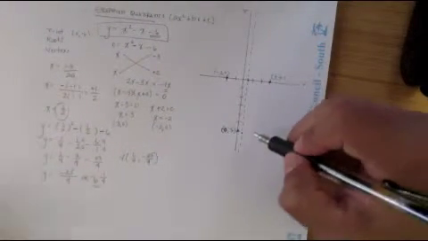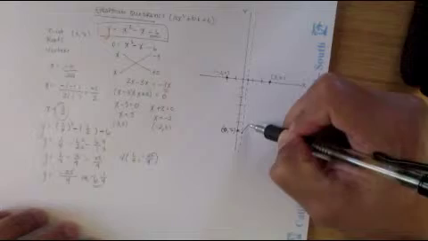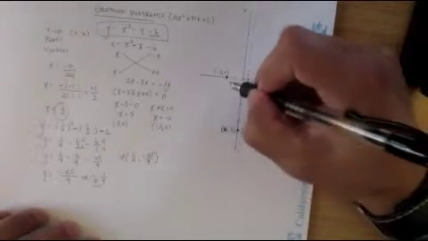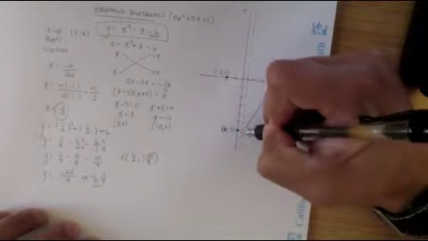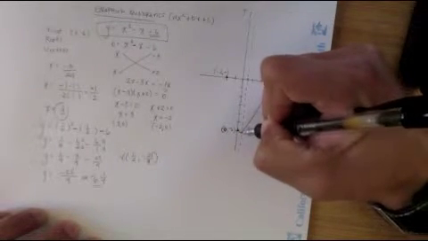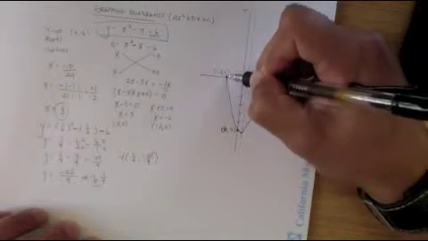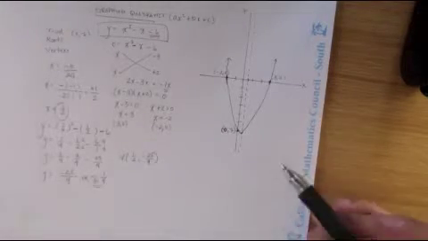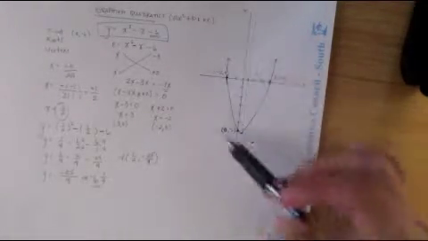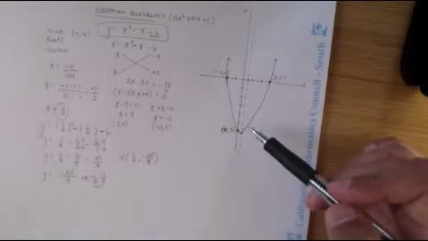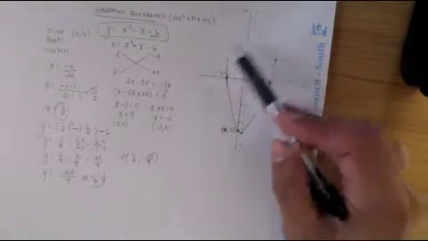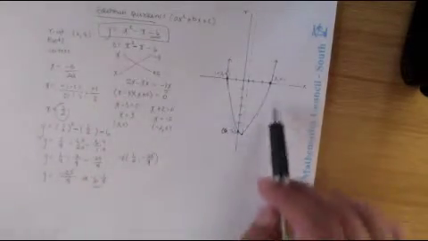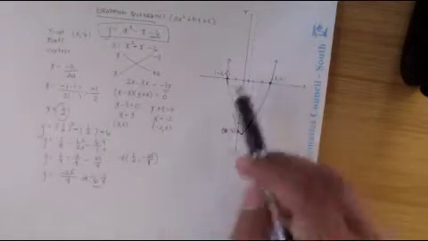You're going to see it has to pass, so hopefully I can do this, something like that. Let's see here, try to make it neat. There we go, something like that. And this is the sketch of my parabola. The other thing you notice is it's facing up. The x squared is positive, so it faces up. If there was a negative in front, it would face down.